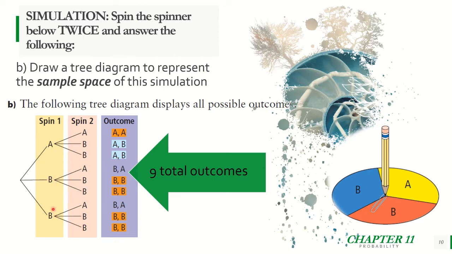On the third one, I could spin a B the first time. This would be the blue B in this case. And then an A, a B, or the other B. So you can see here, I've listed these with commas separating them. And there are 1, 2, 3, 4, 5, 6, 7, 8, 9 total outcomes. There's 9 results that you could get by spinning a three-sided spinner 2 times.